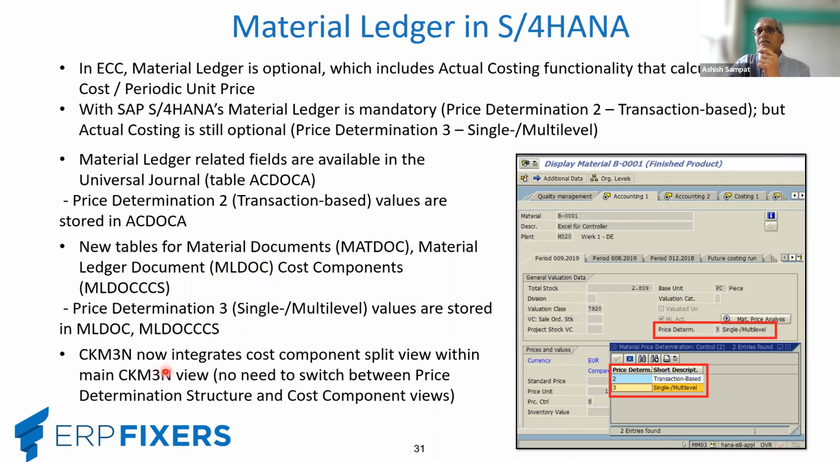And then there is another big feature, CKM3. Today, if you go to CKM3, want to see the price determination structure, and if you want to see cost component view, you have to flip the view and go to a different view. Now you don't have to do that switch. It's all available as additional columns in the end. So that's another unique feature.